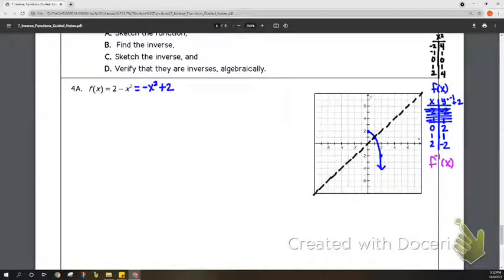So for my inverse of f of x, remember, for inverses the x and y's are just switched, right? Input and output switch. So that 0, 2 is going to become 2, 0. 1, 1 is 1, 1. And 2, negative 2 is negative 2, 2. And so I'm going to go graph those points.